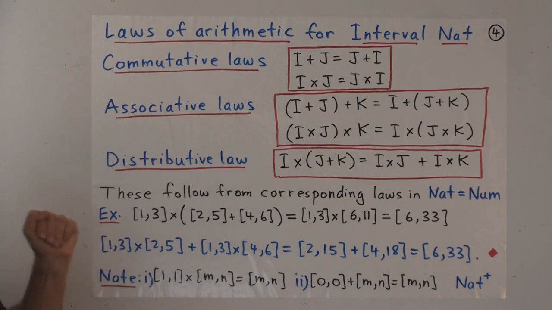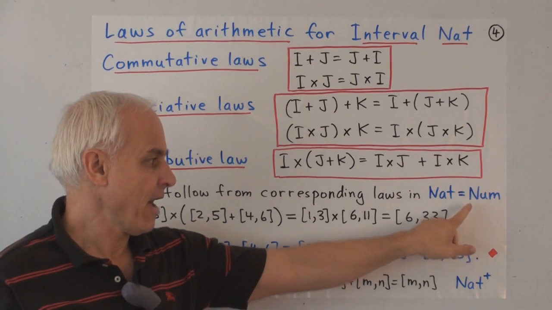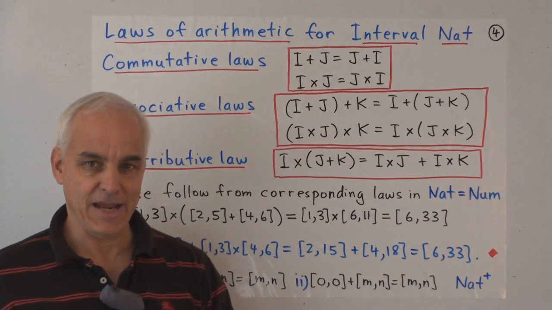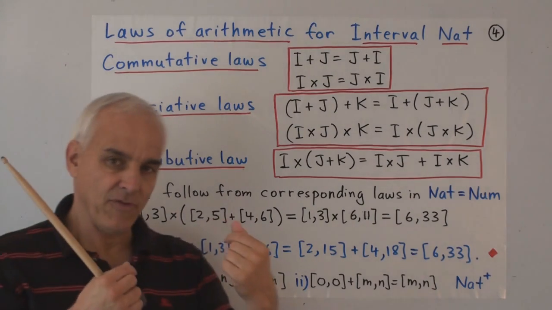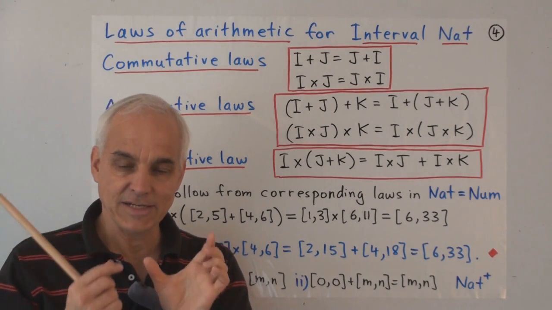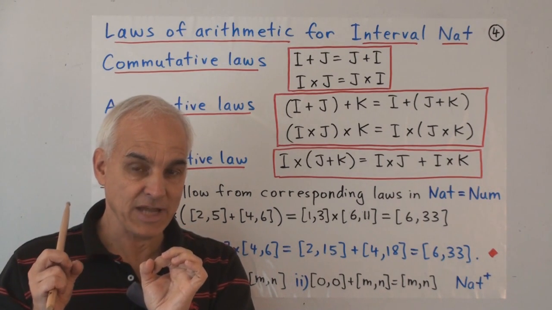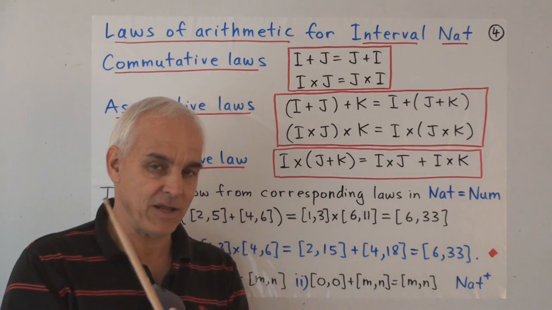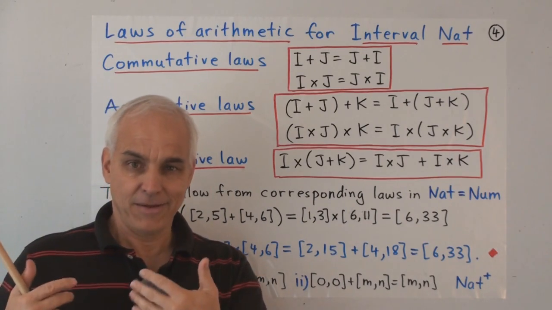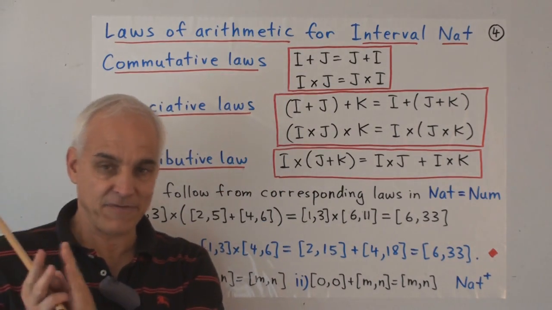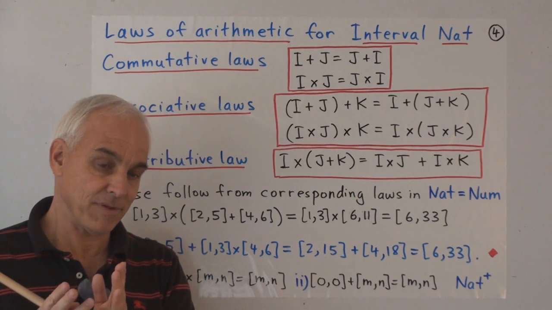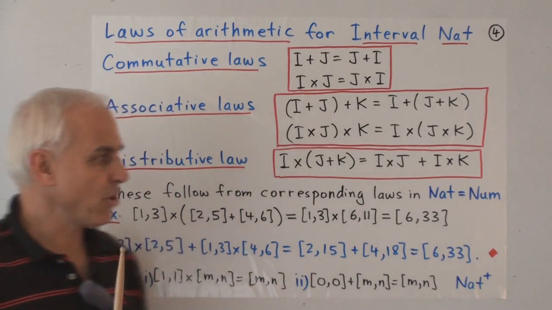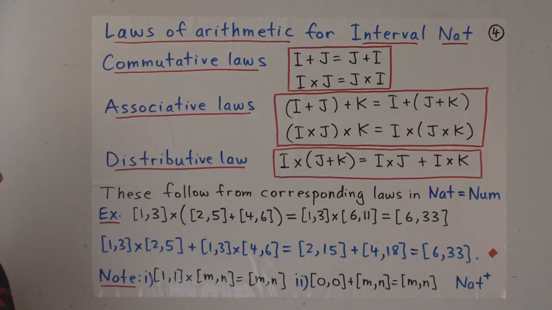Now these laws all follow from the corresponding laws in the natural numbers. I remind you, the natural numbers used to be referred to as this type, and now we'll probably more use NAT for the natural numbers. And the reason is because the multiplication and the addition of intervals is done component-wise. The leftmost entries are being added or multiplied exactly as usual, and the rightmost entries are being added or multiplied just as usual. So if you think about it, the standard laws here apply to the leftmost entry in the sum or the product, and they apply to the rightmost entry in the sum or the product sort of separately. And so it's straightforward that these laws are going to be working.